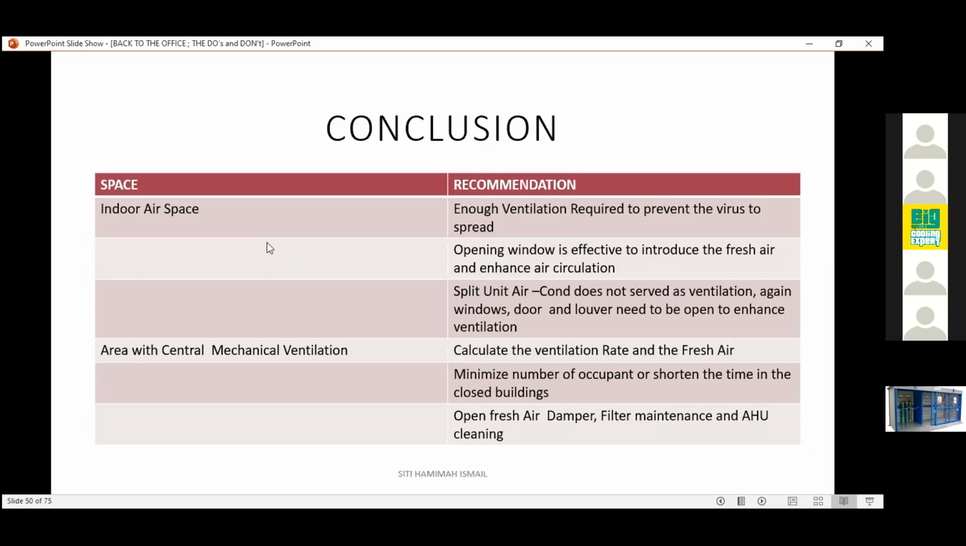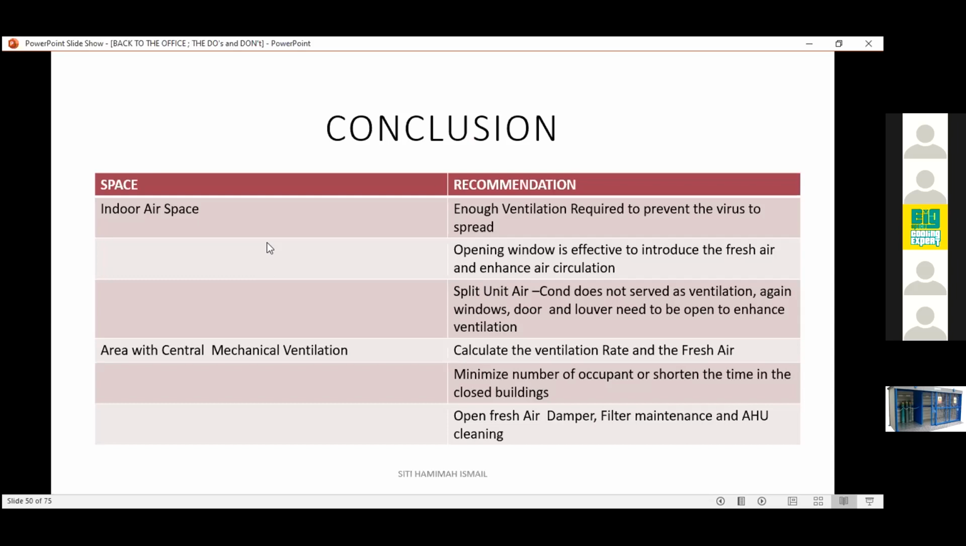Okay, conclusion, so dalam indoor air space, enough ventilation is required to prevent virus to spread. Opening window is effective. Split unit aircon does not serve as a ventilation. Okay, they only can help out on terms of the thermal comfort. Right? Area with the central mechanical ventilation, you kena calculate balik your ventilation and fresh air. Macam saya cakap, check balik your airflow. Make sure you minimize setiap satu diffuser tu, you tak boleh letak dia full blow.